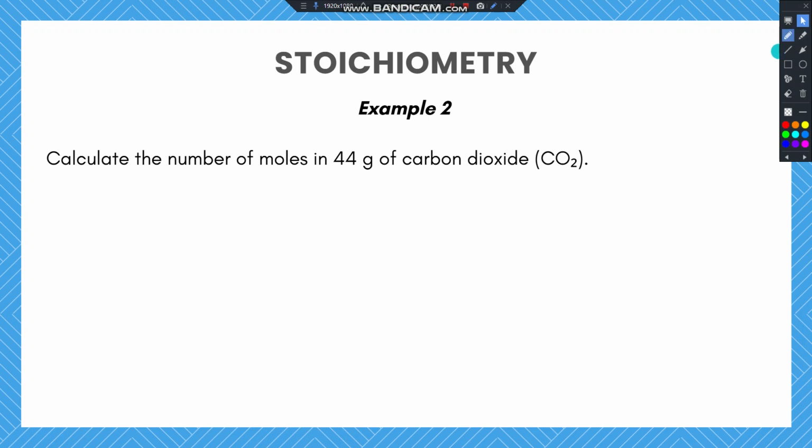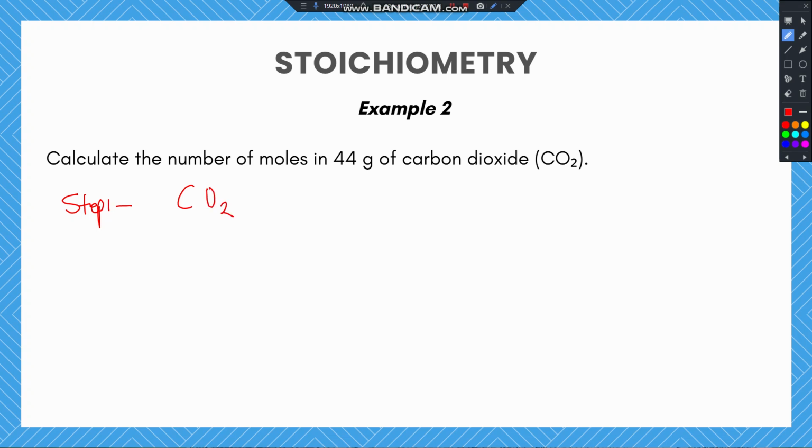We have example number 2 on the screen that says, calculate the number of moles in 44 grams of carbon dioxide. Step number 1, write the formula. What's the formula? CO₂.